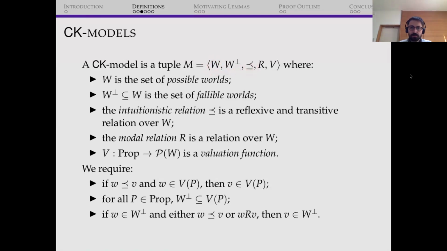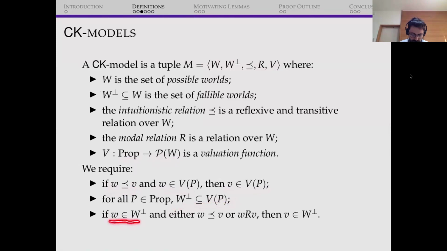We have this relation, which I call the intuitionistic relation. It is reflexive and transitive, and essentially the intuitionistic relation is intuitionistic. You're adding information. We have a modal relation, which has no restriction at this point, and some valuation. So from proposition symbols, you get a set of worlds where things hold. And restrictions we have: if V has more information than W, and W satisfies P, then V is also going to satisfy P. And for our proposition, it's going to be true on these fallible worlds, including the bottom proposition.